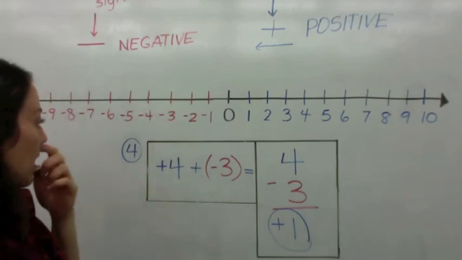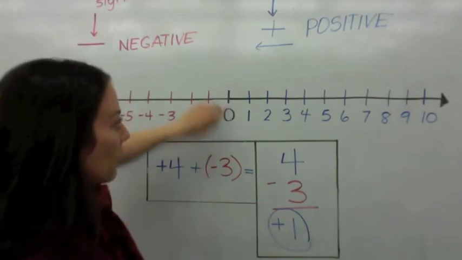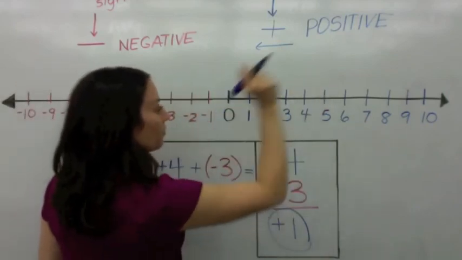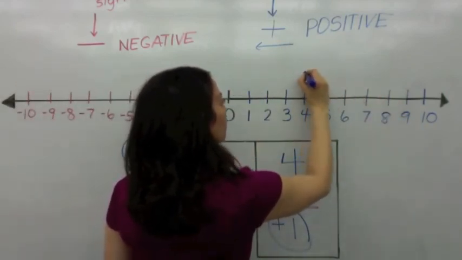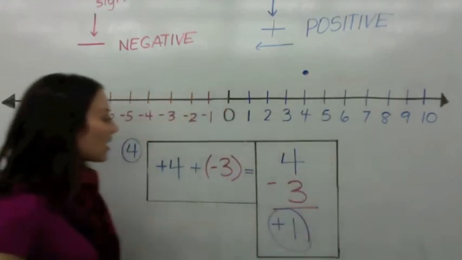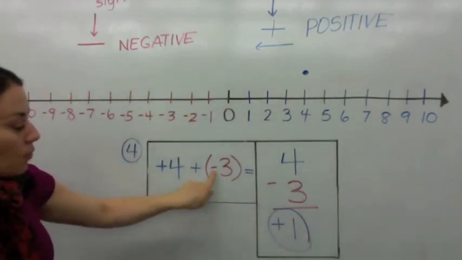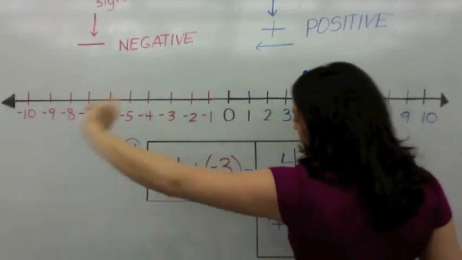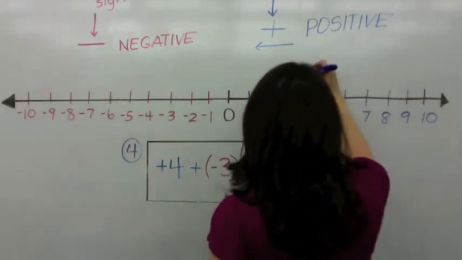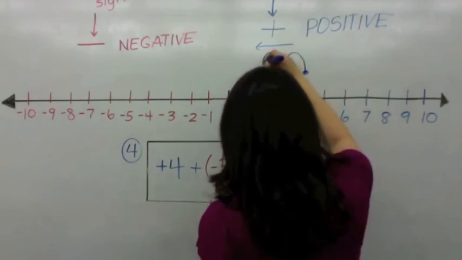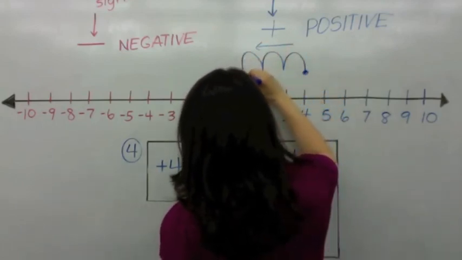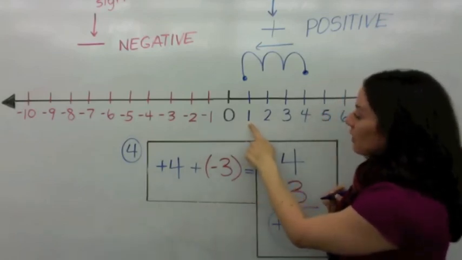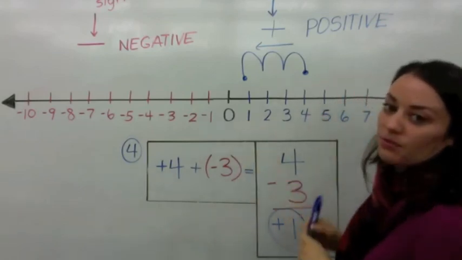So let's verify now. We're going to look on the number line. You're going to start at positive 4. Positive 4 is to the right. But then you have to move negative 3 units. So negative 3, negative to the left. So we're going to go to the left. 1, 2, 3. So what integer did we end up at? We do end up at positive 1. Very good.